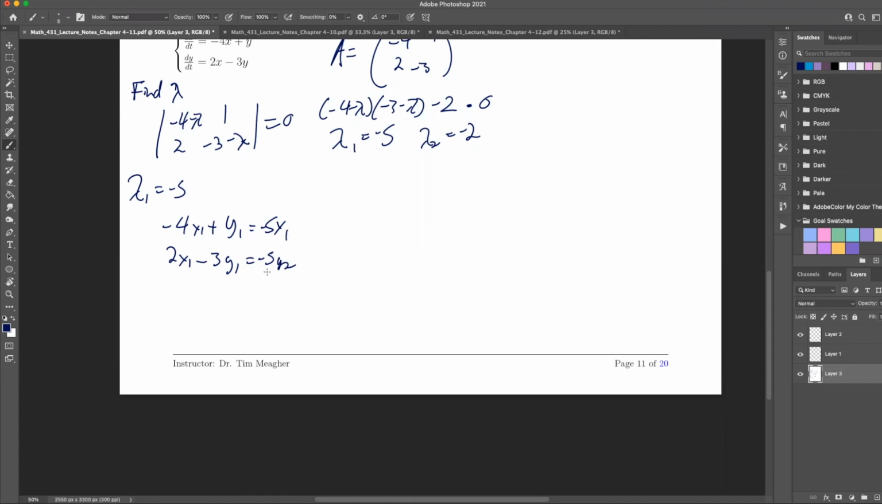If I move this over, I'm going to have 2x1 plus 2y1 equal to 0. And so here, go ahead and just mentally check it. So go ahead and mentally check it.